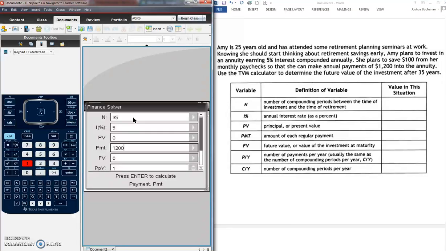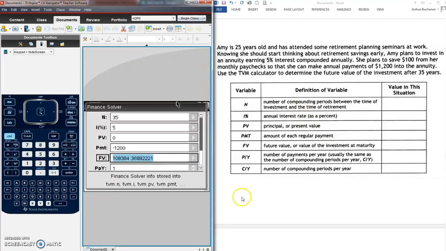We now have everything that we are given because in this paragraph, it does not say that we have a present value. So present value needs to be 0. And I'm going to make payment negative. That way, our future value will turn out to be positive. So I have everything entered that I need.